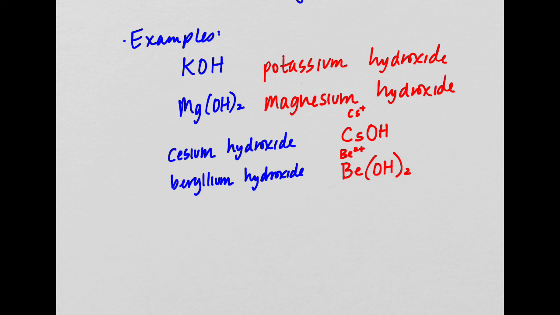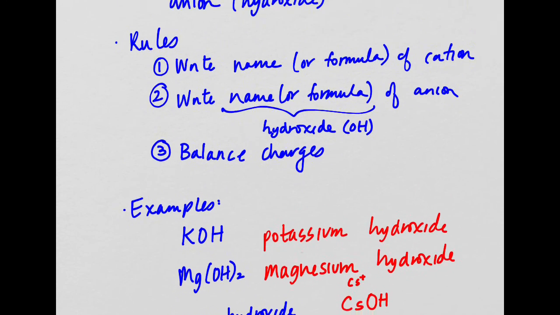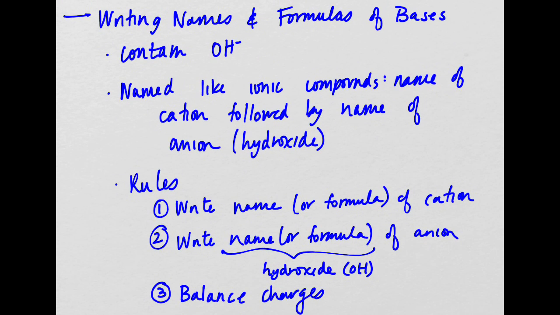Let's look at another fun example. How about iron 3 hydroxide? How would we write this? Well, iron 3 is going to be Fe3+. So how many hydroxides do I need, in parentheses, in order to balance that 3+? I'm going to need 3. There we go. So this is the formula for iron 3 hydroxide. So you'll see that all of these bases end with hydroxide. This is actually really simple, I think. If you see hydroxide, you immediately say in your brain, okay, this is a base.